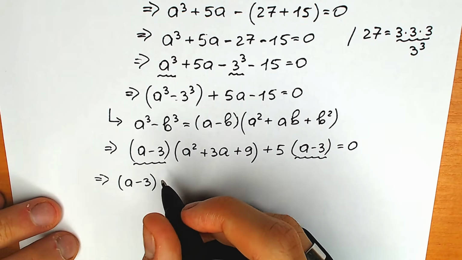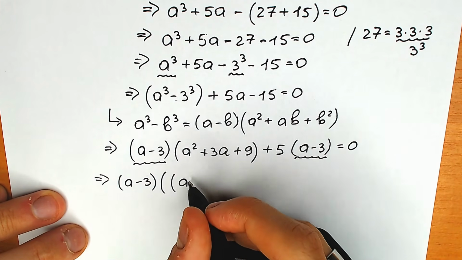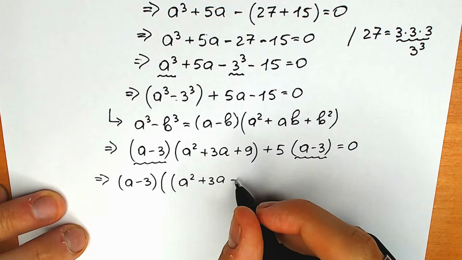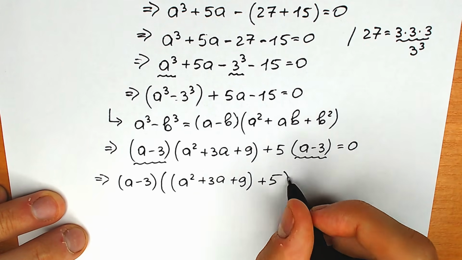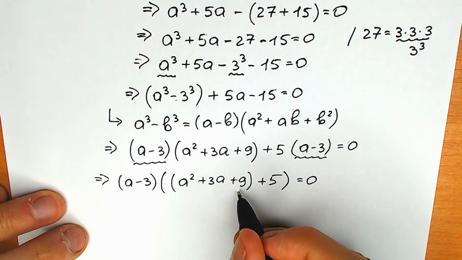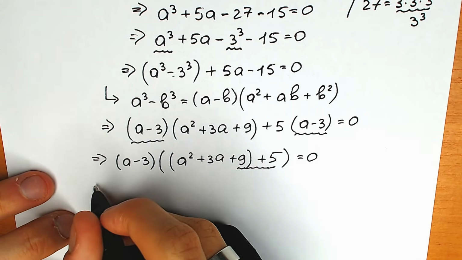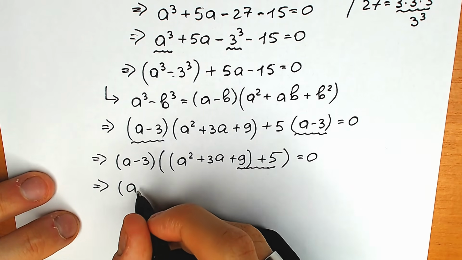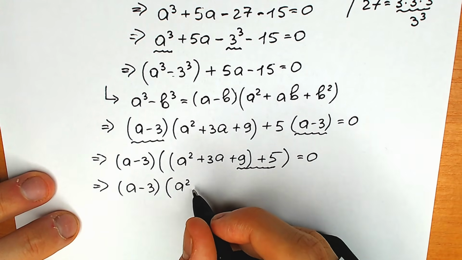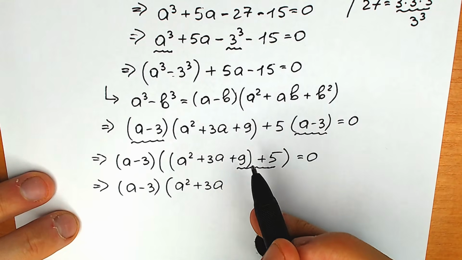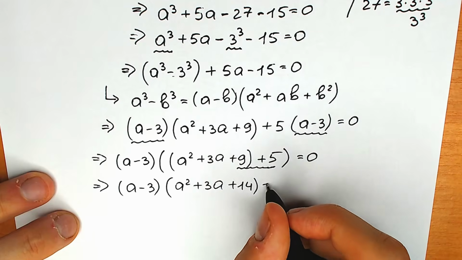And in another parentheses, what do we have right here? We have this expression, and we have only 5. So we have a squared plus 3a plus 9, this is our first parenthesis, and we have plus 5 from here, equal to 0. We can easily add it real quick, because 9 plus 5 equal to 14. So as a result, our expression looks like this: a minus 3, first of all, and second expression, a squared plus 3a plus 14 equal to 0.